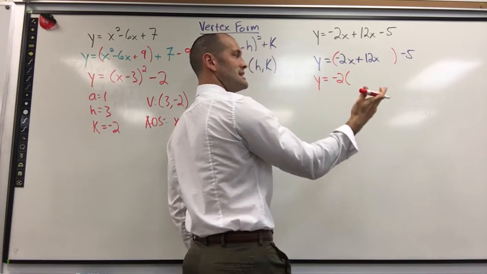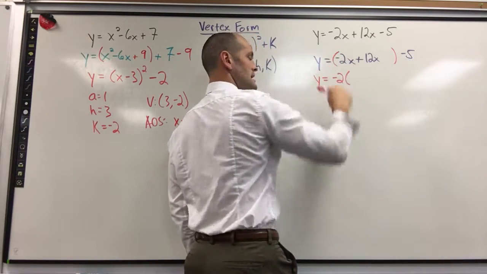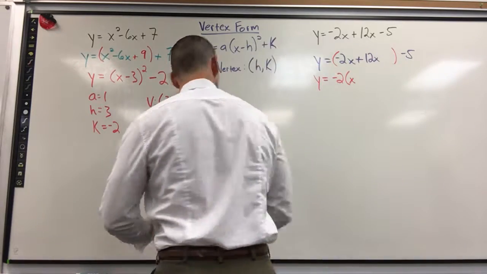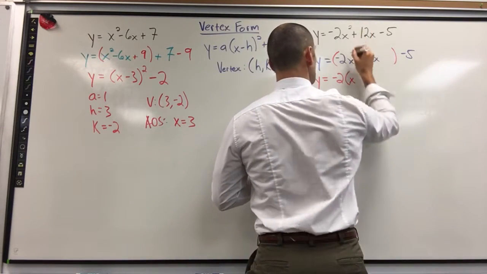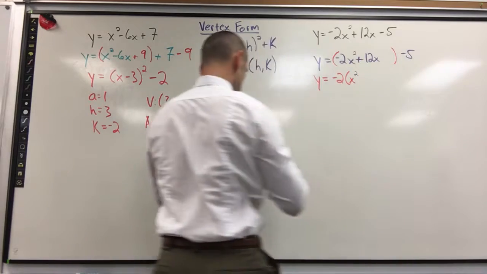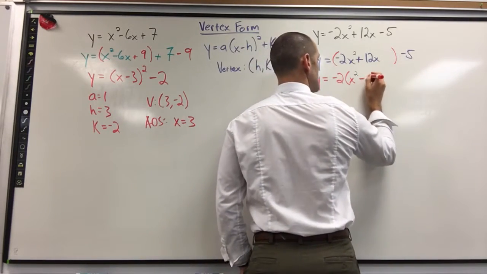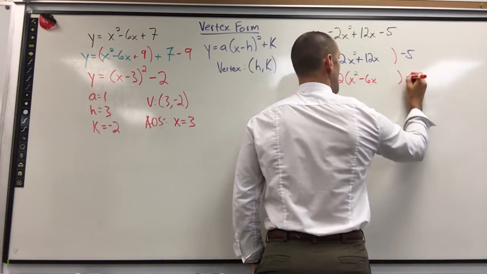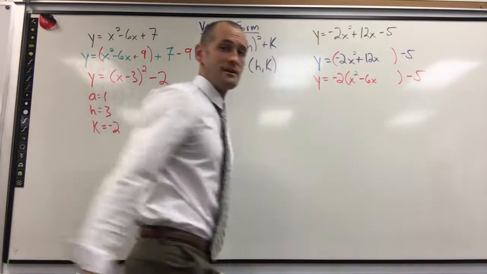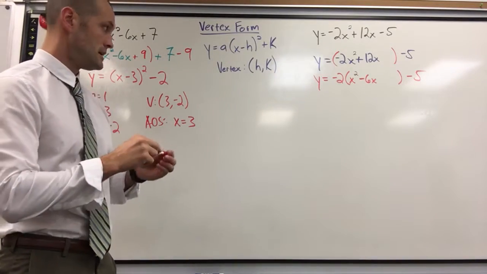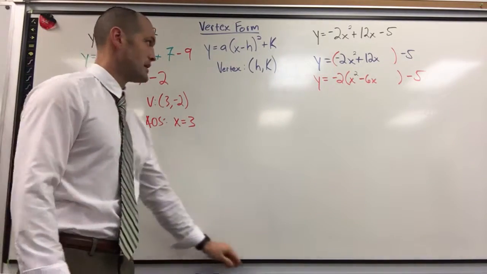Watch what it does to the inside though. Both of these get a negative 2 pulled out, so we're left with x squared, oh, I just noticed a little flaw, it should be squared. It is squared. And then a minus 6x. I did not do anything to the 5. I only pulled the negative 2 out of the front grouping. And now we can complete the square.